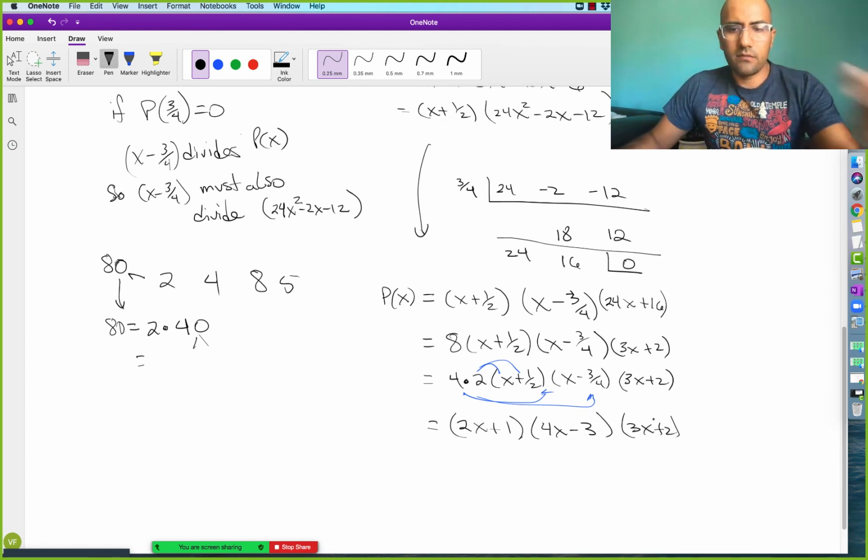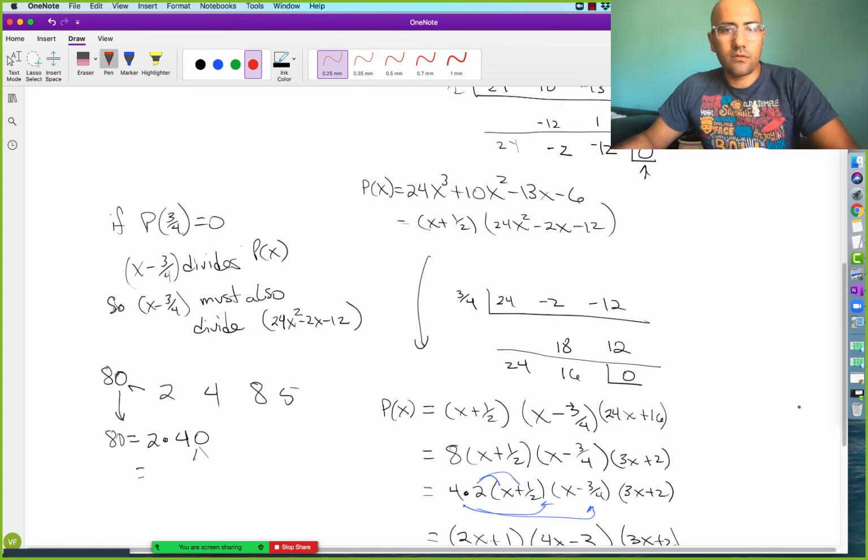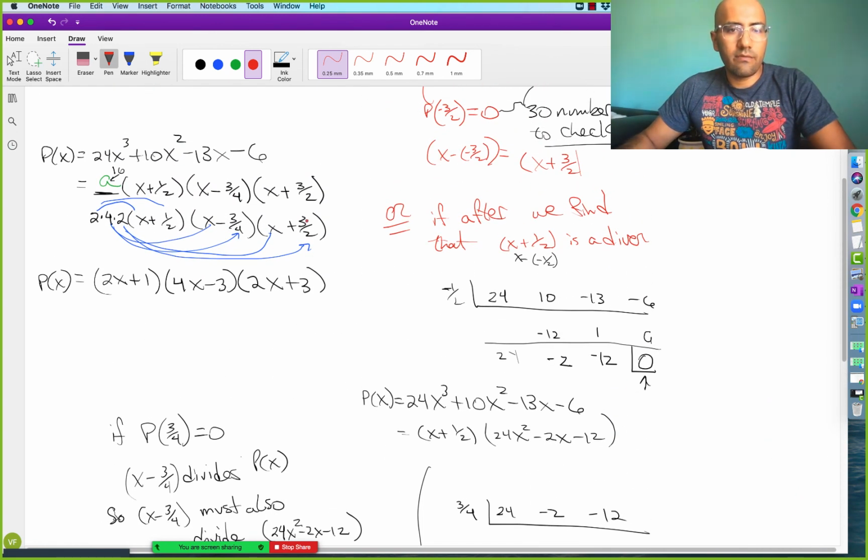So from here I can tell the zeros are, something is weird, right? So the zeros are negative 1/2. Negative 1/2 will give me negative 1 plus 1 is 0, so that's one of the zeros. Here it's going to be positive 3/4 is a 0. And here negative 2/3 is a 0. Why did I say that negative?